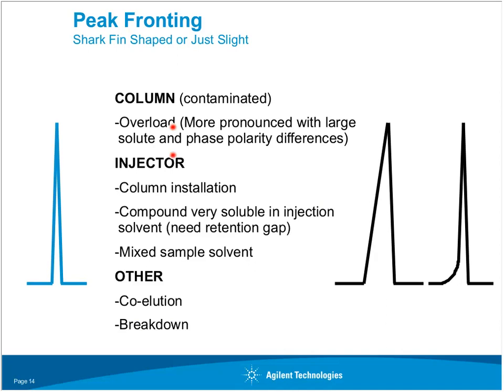In the injector, this can also be caused by column installation. I talk a lot about column installation, but you have to be real careful, because if you don't install it right, you can get all kinds of different peak shapes with a poor column installation. Also, it could be caused by the compound being very soluble in the injection solvent. There you might need a retention gap. We could have this mixed solvent again, or it could be coelution or breakdown.